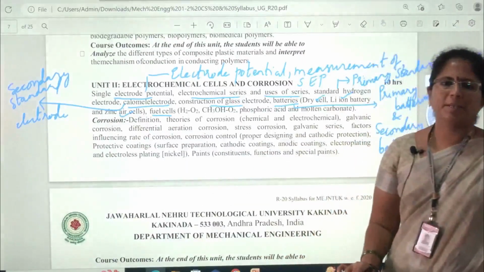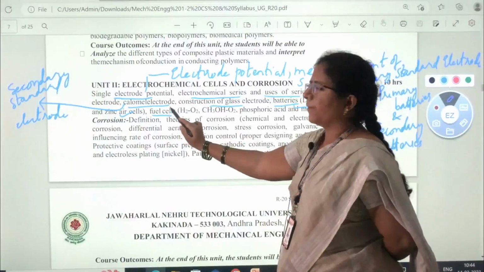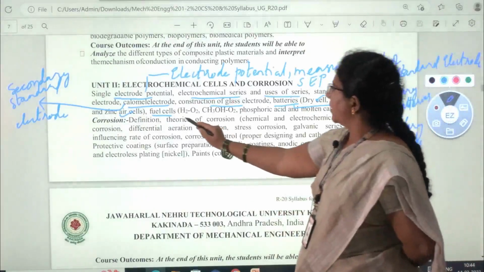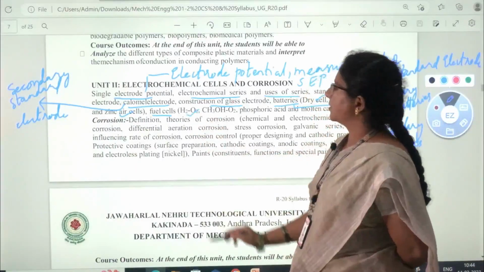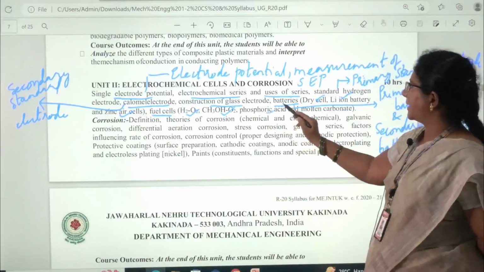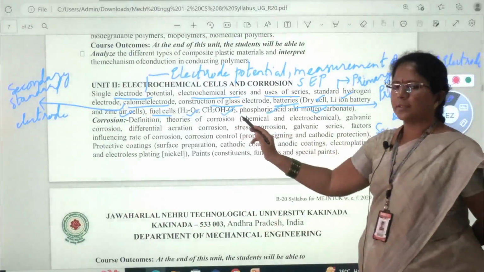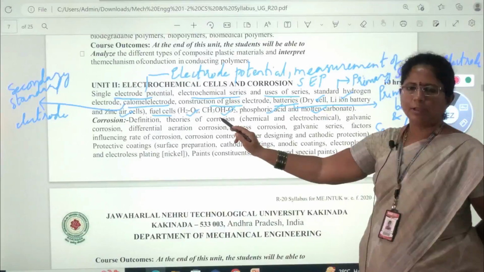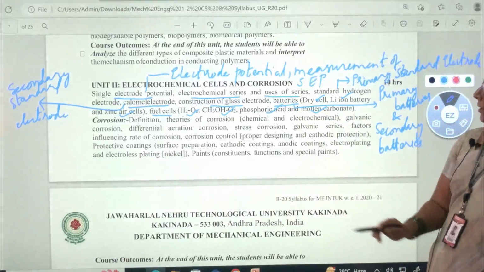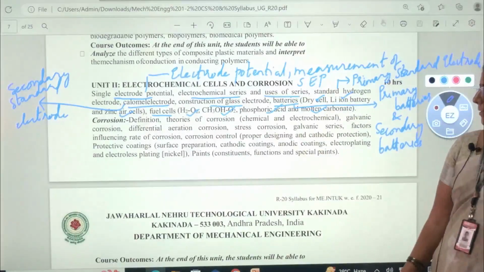Fuel cell means nothing but an electrochemical cell where the energy in the easily available fuel oxidant will be converted to electrical energy. So in fuel cells we will be discussing about hydrogen oxygen fuel cell, methyl alcohol oxygen fuel cell, phosphoric acid and molten carbonate fuel cell. So in these fuel cells we will be discussing in detail about the fuel, oxidant and the electrolyte that is being used. And after that we will discuss the advantages of all these fuel cells.